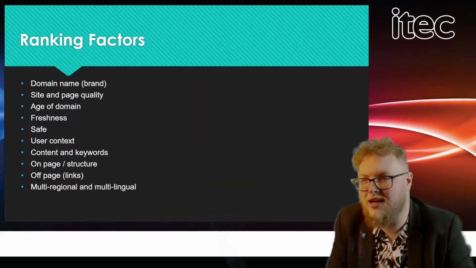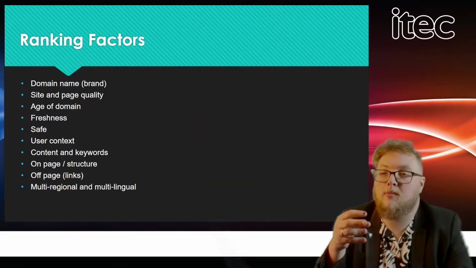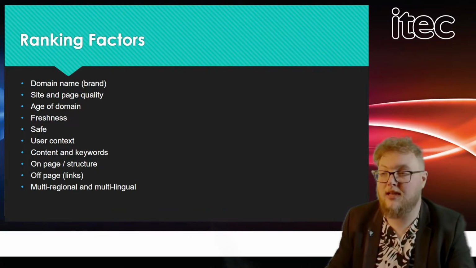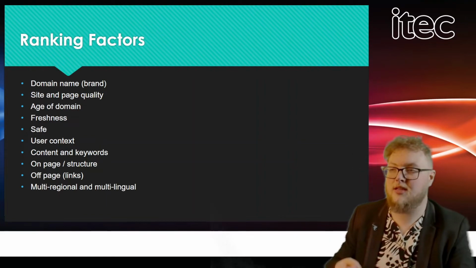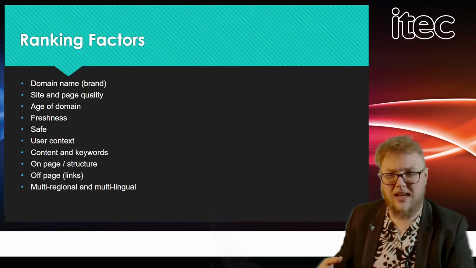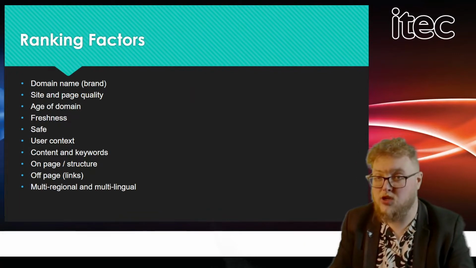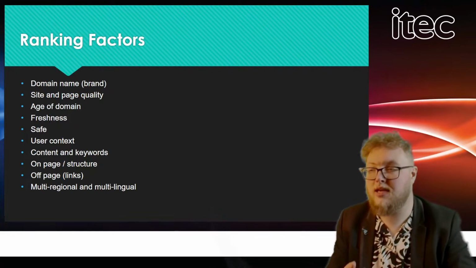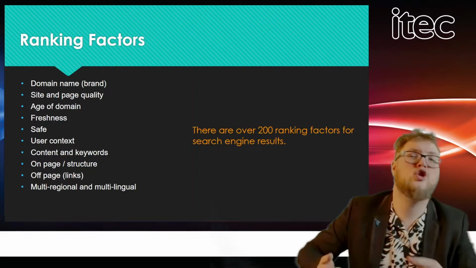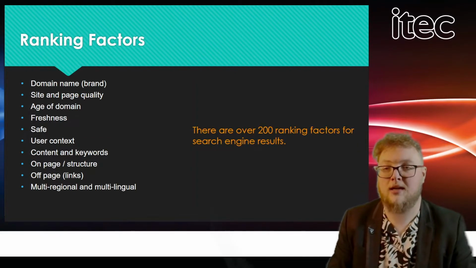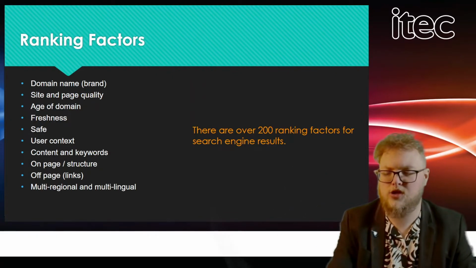The factors that rank are wide and varied. They can be the domain name or the brand, how strong that is. It can be whether your website's safe, whether it has an SSL security certificate, how fresh it is, how unique it is. It can be whether you've had multiple languages, multiple regions, multiple use of the same keyword, its structure. There are so many different options. There are over 200 ranking factors that Google use in order to show your result on a search engine.